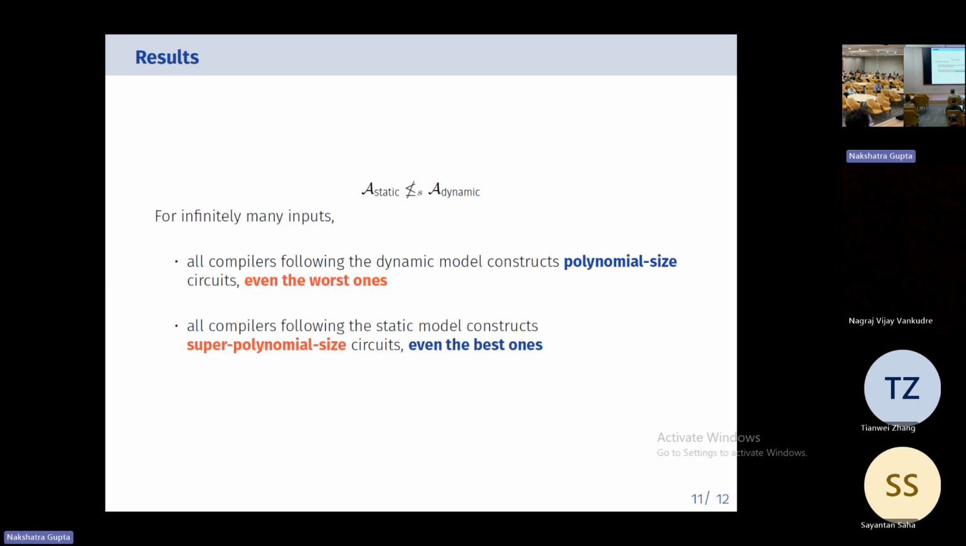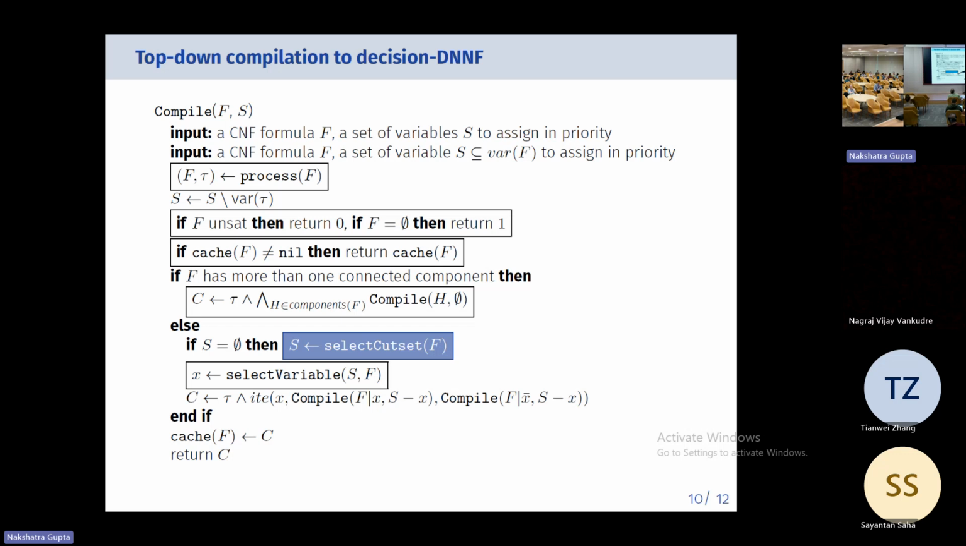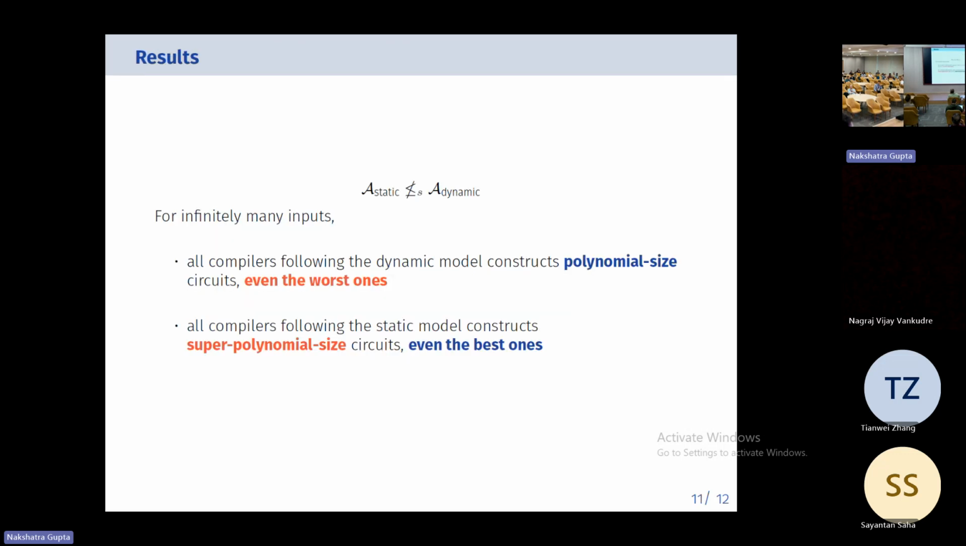On the other hand, all the compilers that respect the static model, so the one using tree decomposition, will return super polynomial size circuits, actually exponential size circuits, even the best one. That means that you can have the most clever variable selection you want in the cut set. You can have a caching mechanism that is not just syntactical but semantical, and your processing can be much more than unit propagation. It doesn't matter: as long as they are using the static selection of the cut set, they will create super polynomial size circuits.